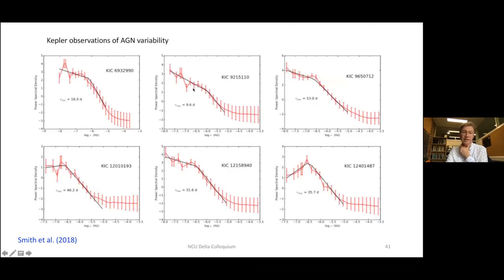And some of the best power spectra we have of AGN have come from Kepler because of the very regular sampling over quite a long time. So these are power spectra of several AGN from a paper by Krista Smith in 2018. Can we use some of the theory that I've discussed to understand this? And once we've done that, can we apply that to future data?